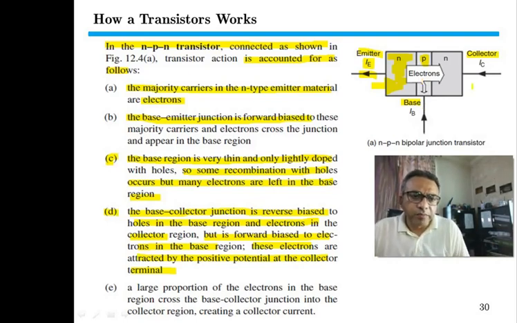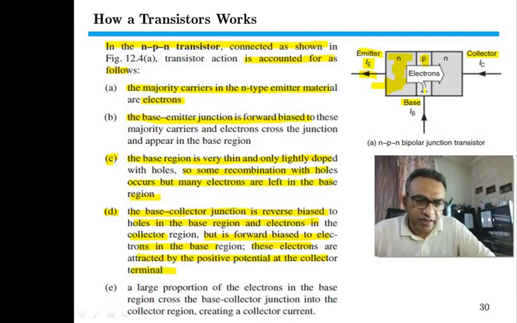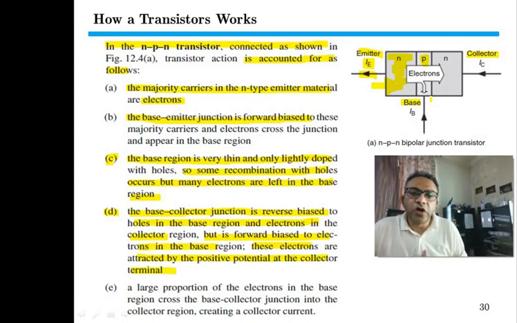Now the base collector is reverse biased, and what is the status of electrons in the p-type material of the base? The base is made of p-type material, and the 90 electrons in the p-type material are minority carriers. Now we have reverse biased the base and collector. Therefore, when a semiconductor is reverse biased, minority carriers flow. And in our case, since minority carriers are electrons, electrons will flow from the base into the collector.